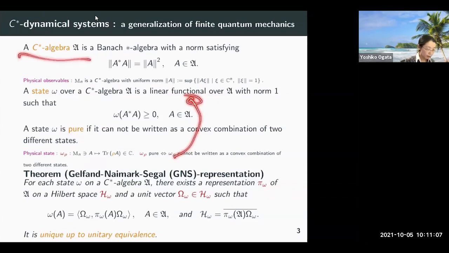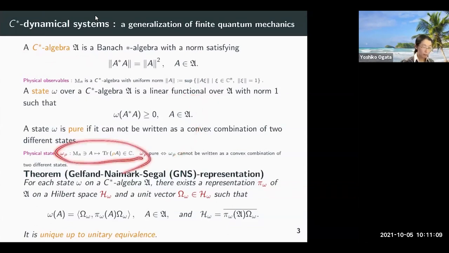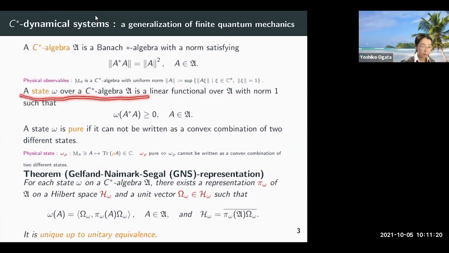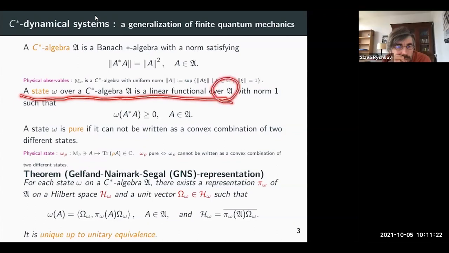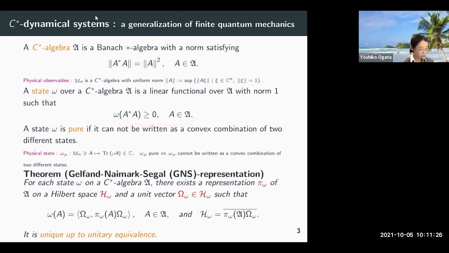We would like to generalize this to a general C-star algebra. Namely, we just take this abstract property and define that such a map is a state. More precisely, a state omega over a C-star algebra A is a linear functional over A with norm 1 satisfying this positivity condition. So that is the definition of a state in a C-star dynamical system.